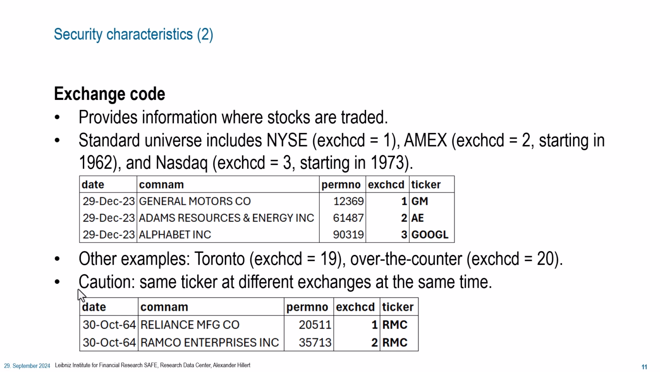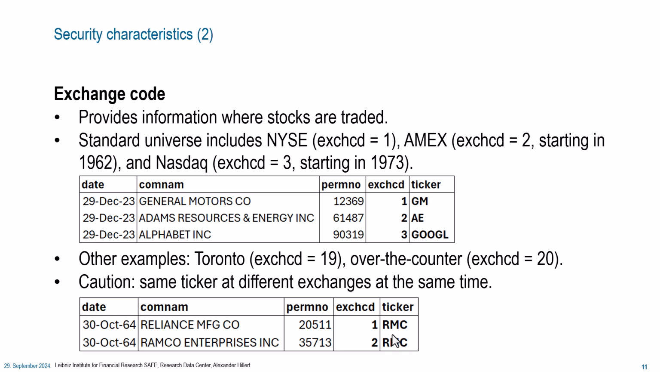One thing that I would like to warn you about is that it can happen that the same ticker symbol is used at different exchanges at the same time. This happens quite rarely, but it can happen. To give you an example, in October 1964, the ticker symbol RMC was used at the New York Stock Exchange for Reliance Manufacturing Corp. and for Ramco Enterprises Inc. at the Amex Stock Exchange. And then simply using the ticker as a unique identifier would not work, because it would not be clear which of the two companies the ticker RMC refers to. The data becomes only unique if you use a combination of exchange code and ticker, and of course at a given point in time.